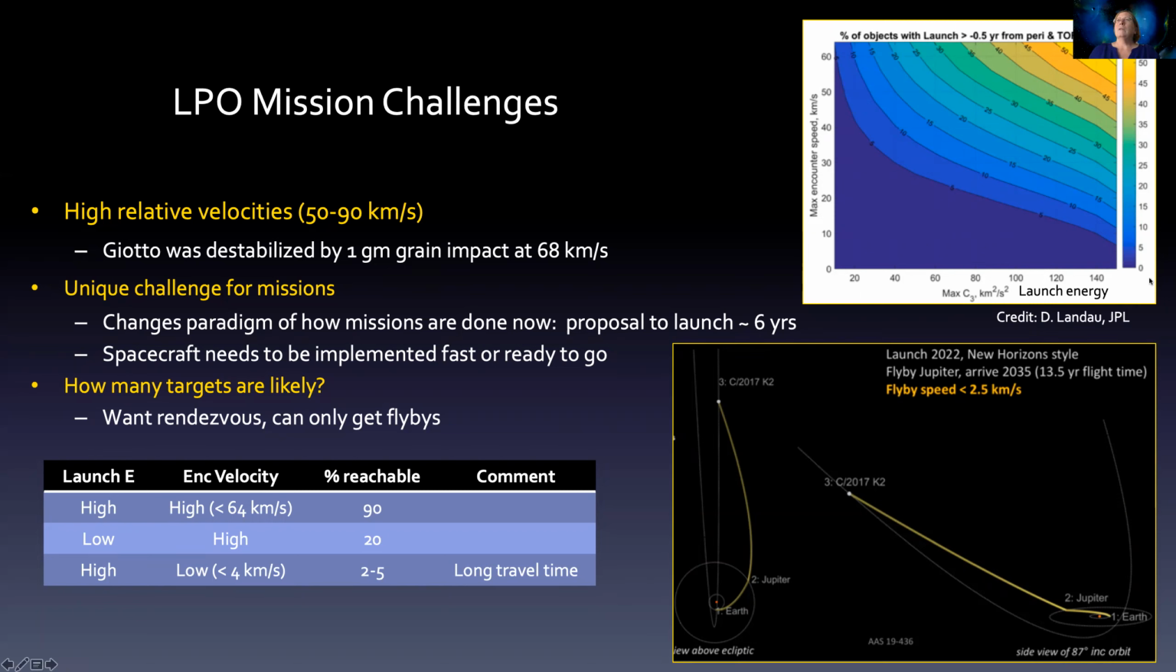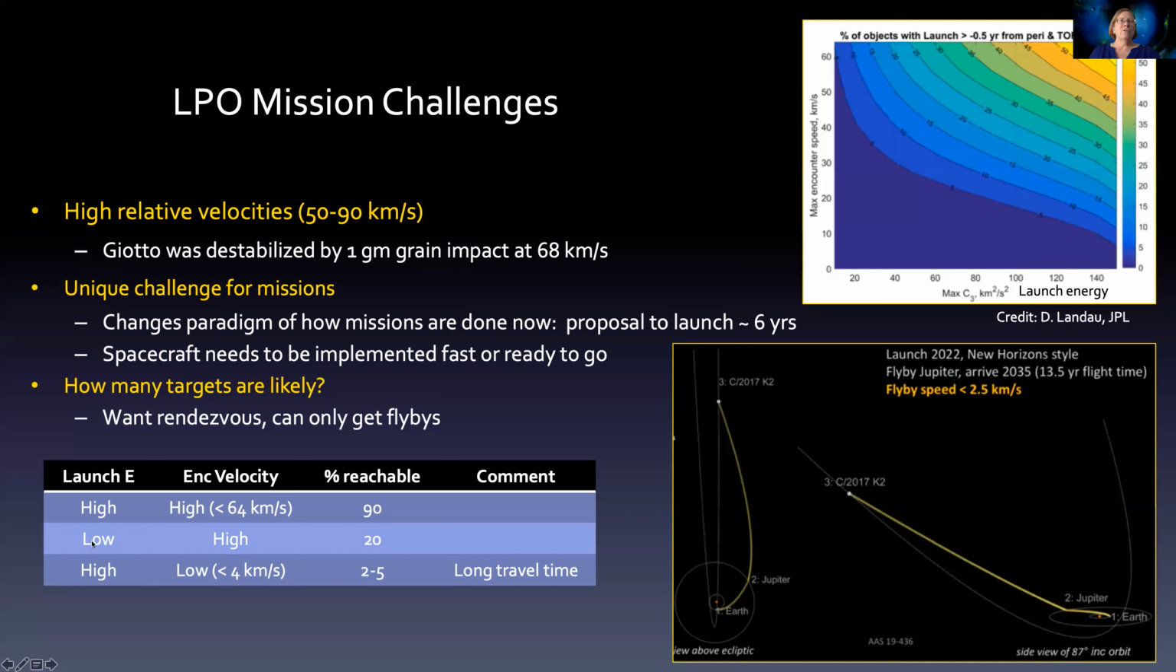And as we can look at the scale here, this is the fraction of objects that launch within half a year from perihelion and have a relatively short time of flight, less than 10 years. And you can see with low encounter velocities, none of them. On the other hand, if you're willing to take really high encounter speeds, you can start to get a larger fraction. So with high launch energy, which is expensive, and high encounter velocity, we can reach most of the objects we might hope to discover.